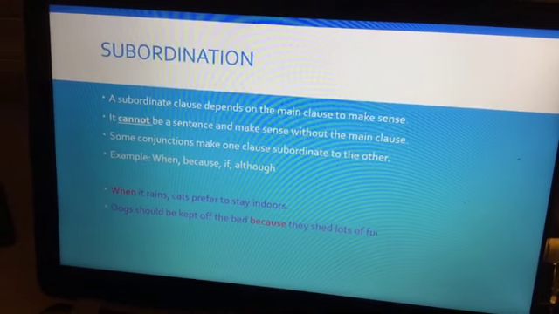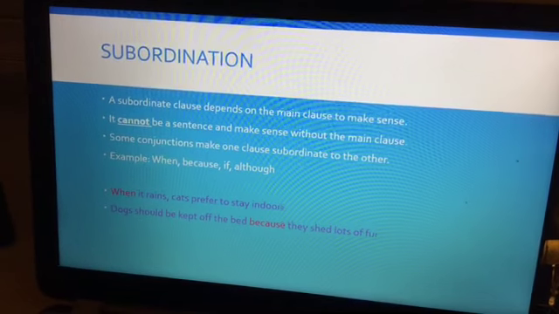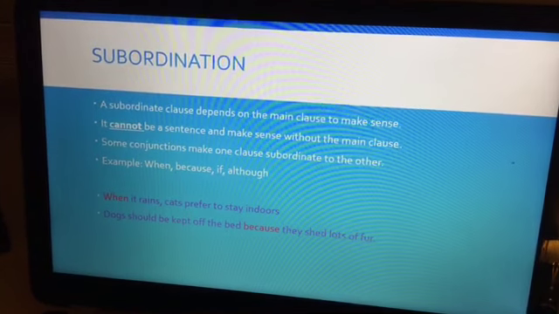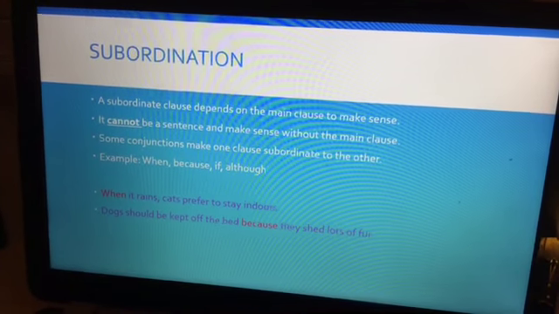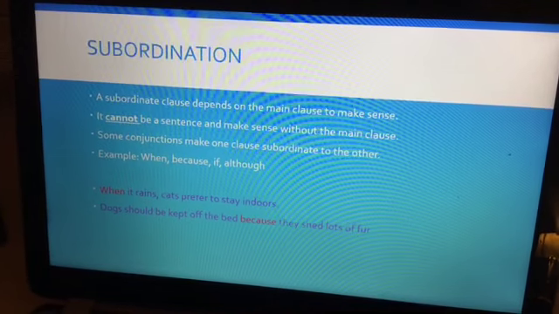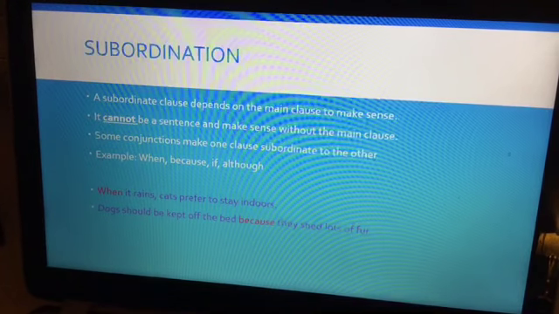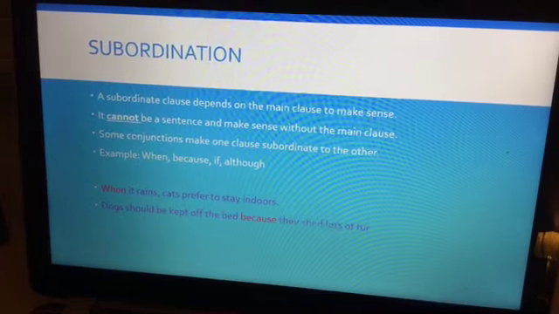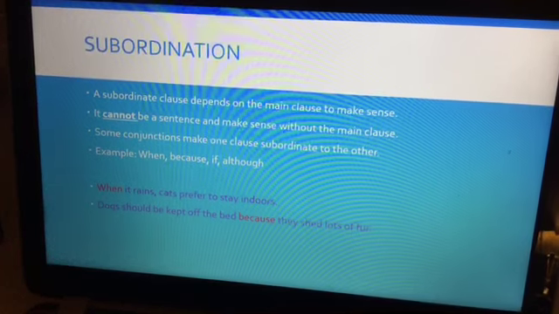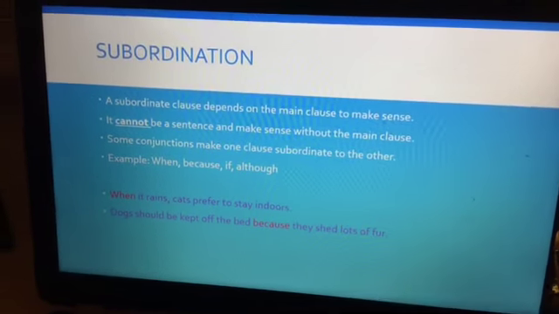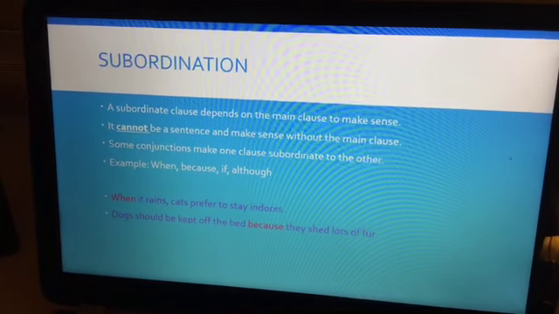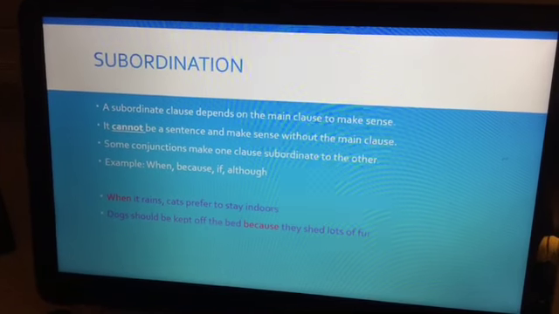Dogs should be kept off the bed because they shed lots of fur. So because is being used here as our subordinate conjunction. Which part of the sentence do you think is the main clause, and which part do you think is the subordinate clause? "Dogs should be kept off the bed." Does that make sense on its own as a sentence? "They shed lots of fur." Does that make sense on its own as a sentence? Hopefully you knew that the main clause in that sentence was "dogs should be kept off the bed".